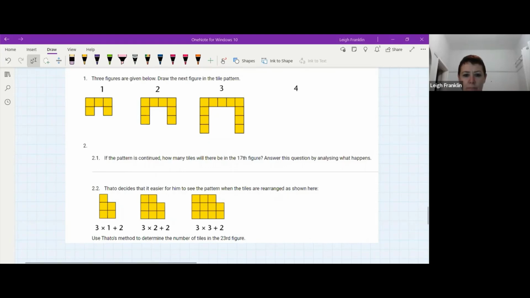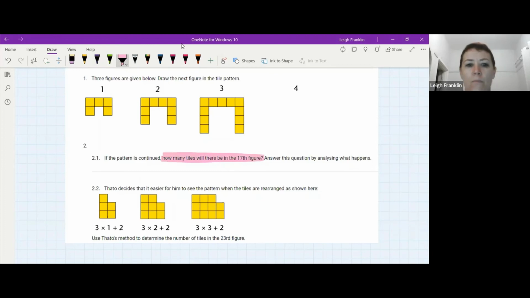This one I don't understand. Don't you? I don't. Okay, so it's similar to the previous question, in that you are given a pattern that continues. So now what you are supposed to do is work out how many tiles there are going to be in the 17th picture.